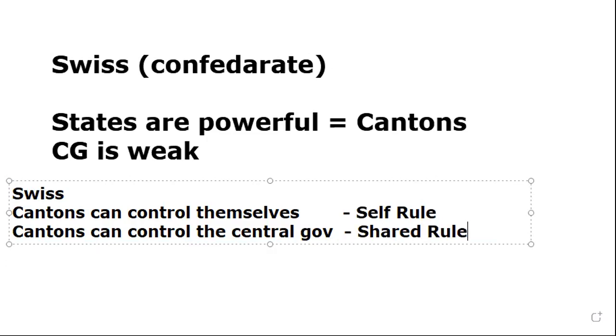Understand? Self-rule, shared rule. These are the two important words. Why do you call it self-rule? Every canton has the power to control itself. Shared means the cantons can control the central government. That power is shared by all the cantons. Cantons can get together and they can control the central government.